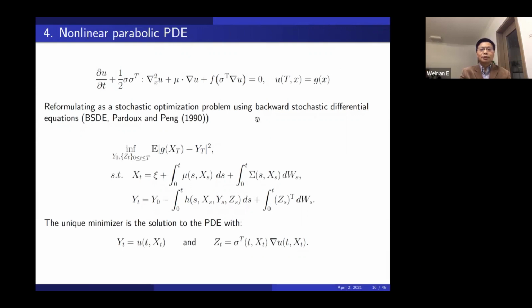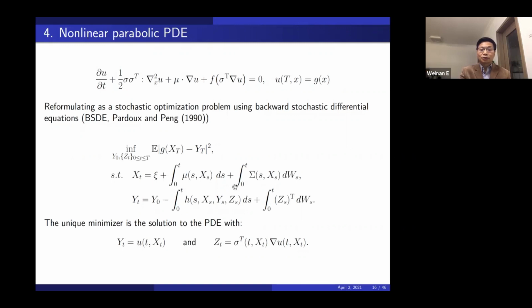In order to do that, we make use of the tool called backward stochastic differential equations, developed by Etienne Pardoux and Shige Peng. And they proved, well, they didn't prove it in their paper, but a subsequent paper proved what is called the nonlinear Feynman-Kac formula, that this problem is equivalent to this problem. Namely, we define these forward and backward stochastic differential equations involving the processes x, y, and z.